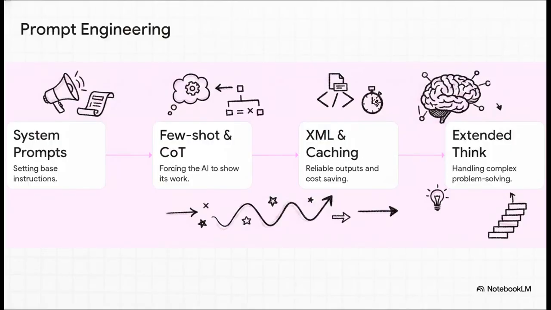Once you know how the model thinks, step 2 is prompt and context engineering. And listen, we're moving way beyond basic chat instructions here. Prompting is a real, clear progression. You start with system prompts, then you move up to few-shot prompting and chain of thought, which literally forces the AI to show its work before answering. Then things get pretty advanced with XML structuring to guarantee reliable outputs and prompt caching to save you serious money and time. Finally, we reach extended thinking for those really complex problems. It is a highly structured science now, not just creative writing.